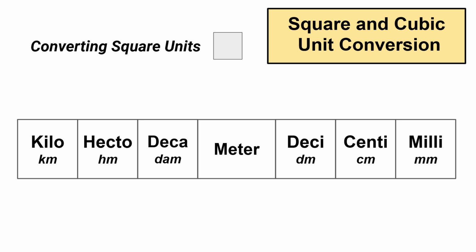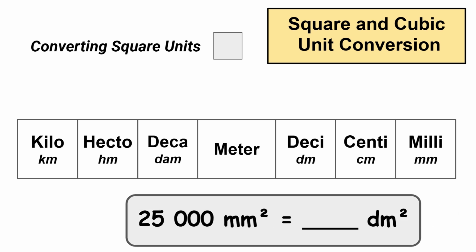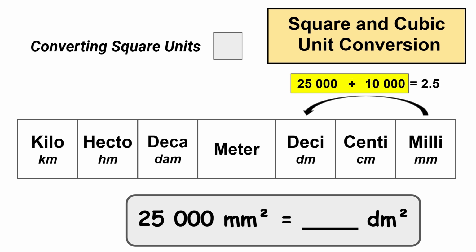Or let's say I want to convert 25,000 millimeters squared to decimeters squared. Well, since deci is two spaces to the left of milli on the conversion line, I would take 25,000 and divide by 100 two times, which is the same as dividing by 10,000 once. So 25,000 divided by 10,000 equals 2.5. So 25,000 millimeters squared is equal to 2.5 decimeters squared.